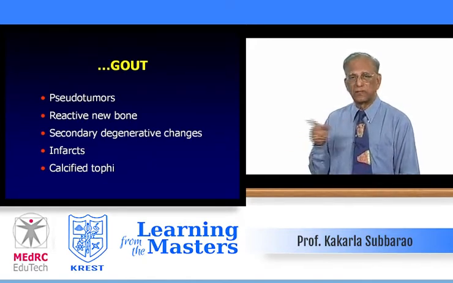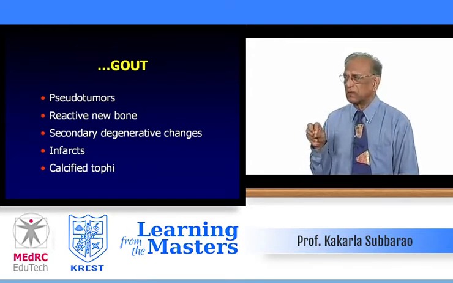Secondary degenerative changes, as I said, in the joint because lately it involves the cartilage. And then, of course, infarcts because of these urate crystal deposits in the small vessels, you may get bone infarcts. And calcified tophi also are present. Although generally seen in men, occasionally in postmenopausal women or alcoholic women, you may get gout also.